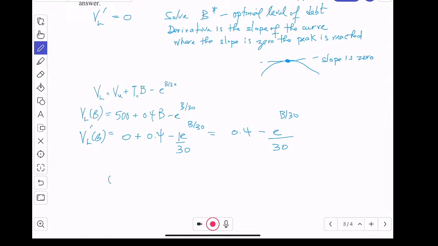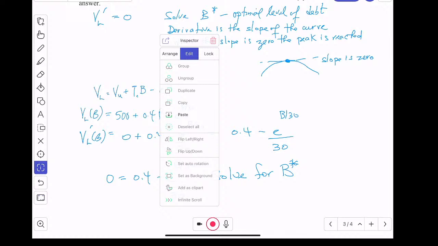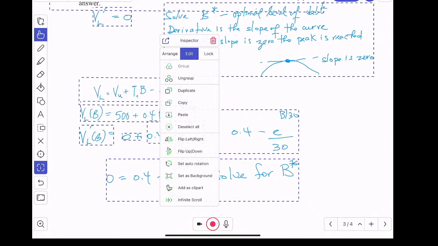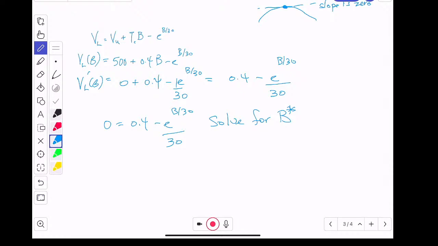And I try and find where the optimal debt is. And then this will be 0.4 equals e to the b/30 over 30.